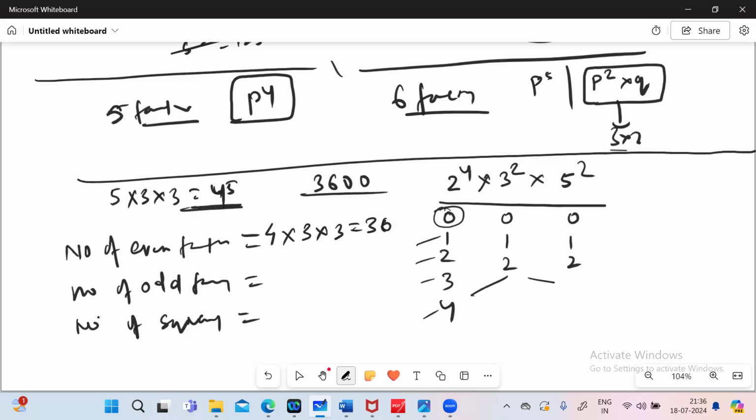If you want to get an odd factor, you should ignore all the 2. There should not be 2. So the only allowed power is 0. So for 2, it is 1 only, and you don't have to do anything with the 3 and 5. So the total number of odd factors is 9. You can just check 36 plus 9 is 45, which is the total number of factors.